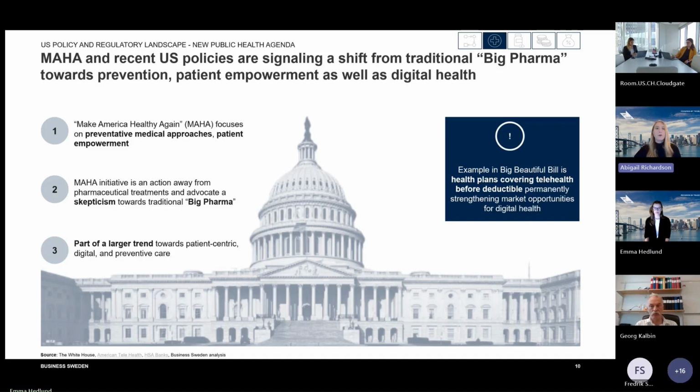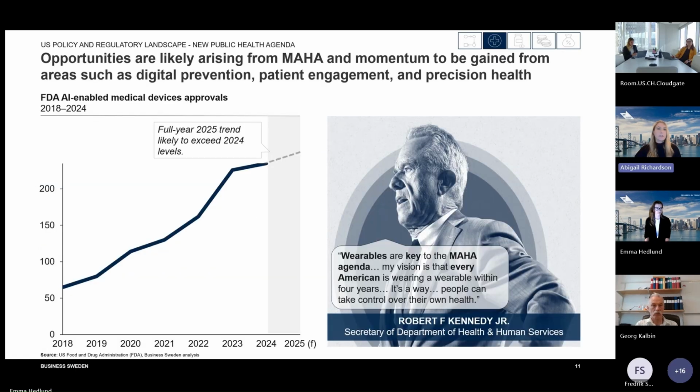But let's go ahead and shift over to some opportunities here. Moving on, I think one of the clearest signals we're seeing from the administration and from this MAHA movement is a strong push towards prevention, patient engagement, and precision health. We're seeing quite a bit of momentum if we look at regulatory approval. In some of the FDA data that we've come across, there's been a remarkable rise in approvals, and the trajectory is expected to continue.